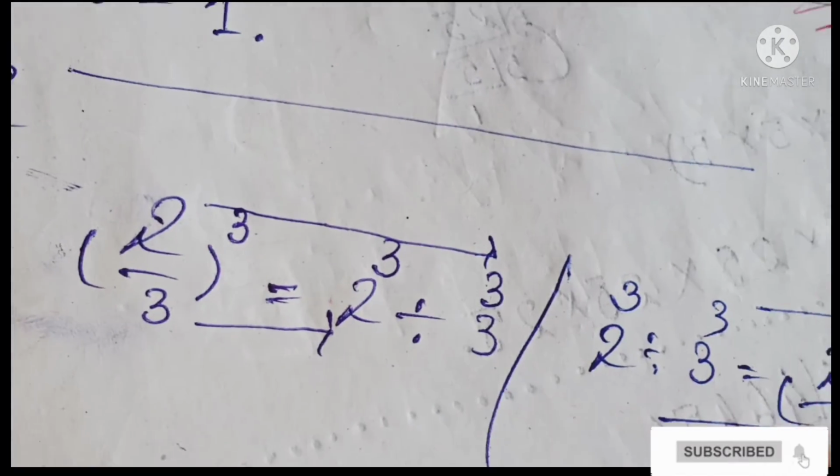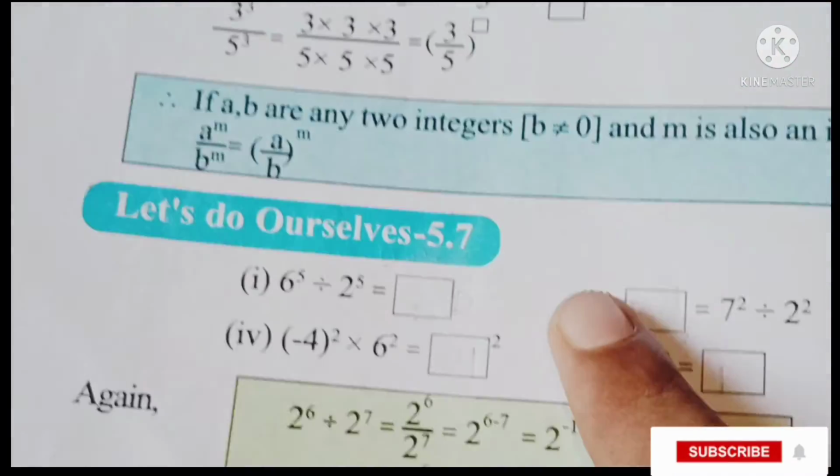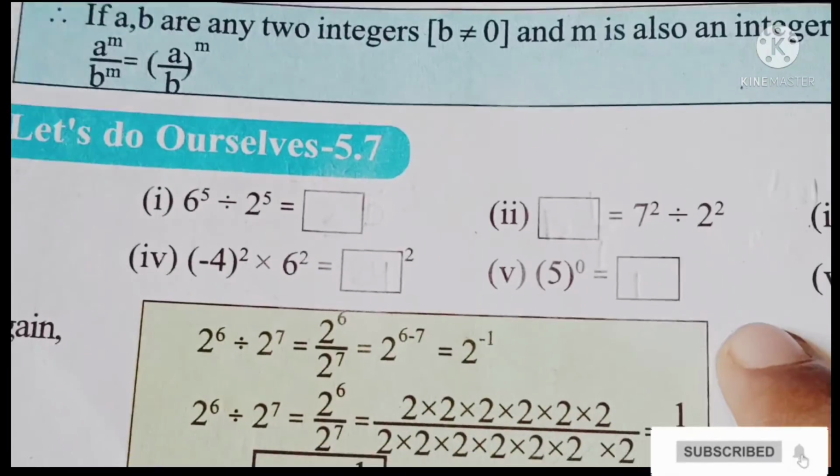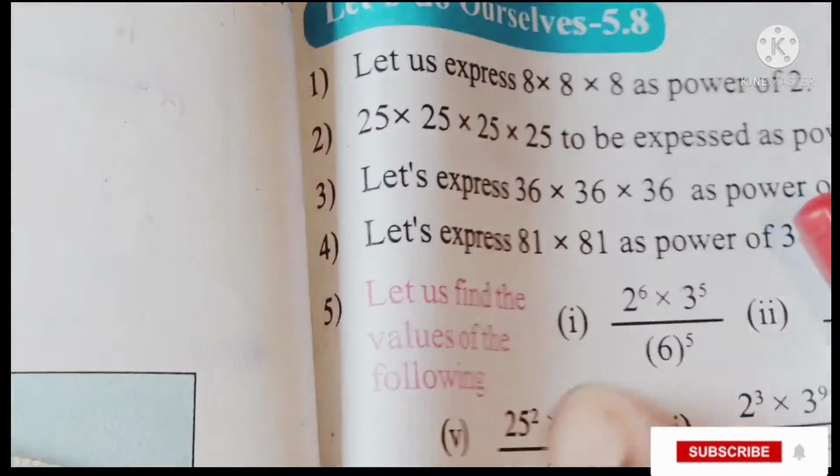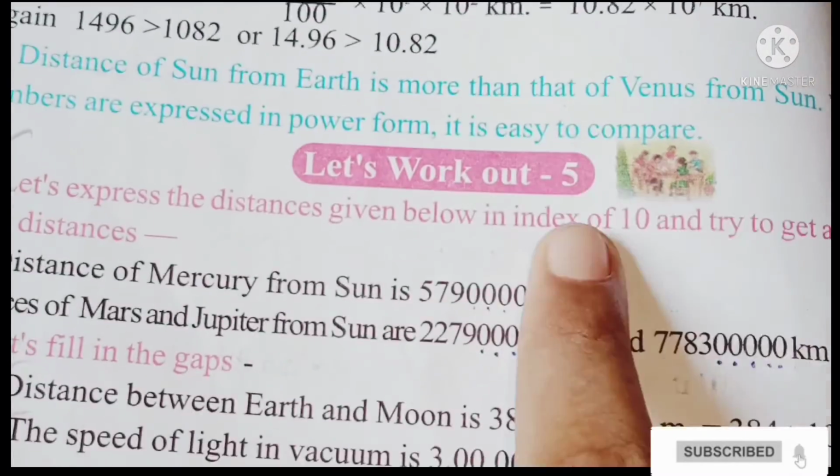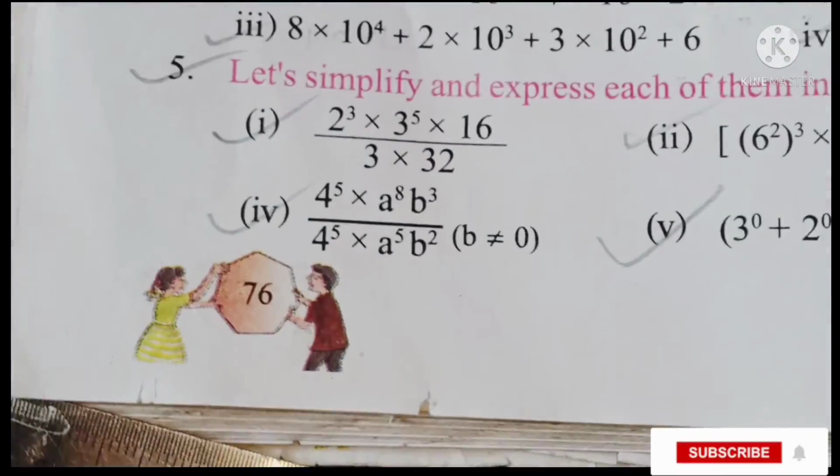As my thumbnail refers, I have completed till exercise 5.7, and in the next part, or next video, I will be continuing exercise 5.8 and exercise 5, the main chapter. Let's work out exercise 5. That is page number 76.